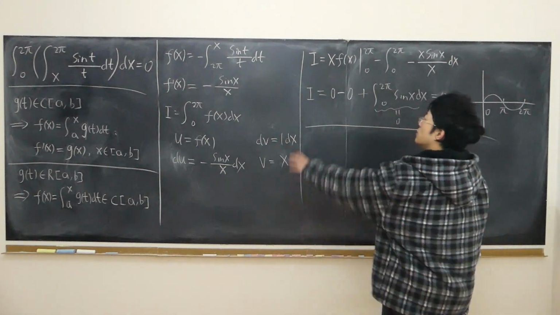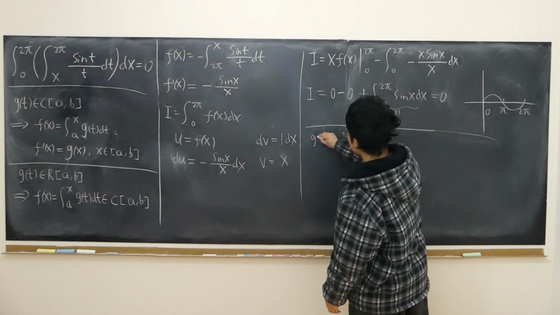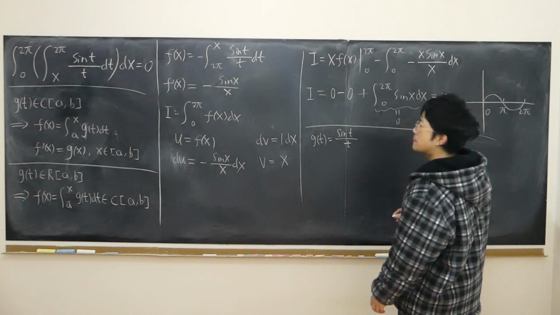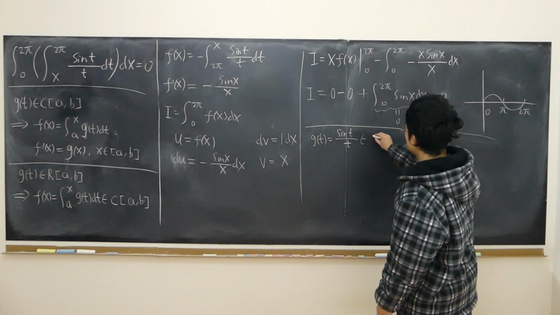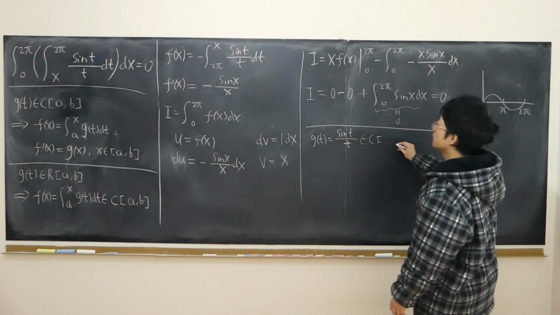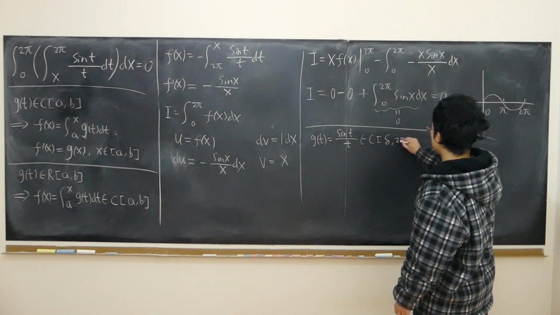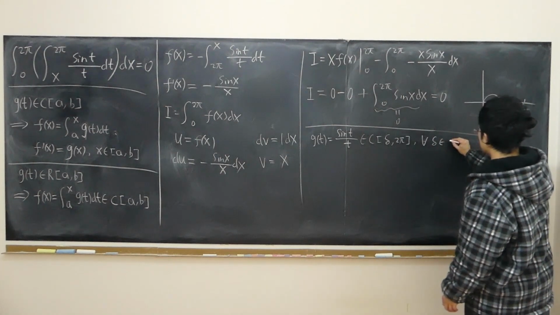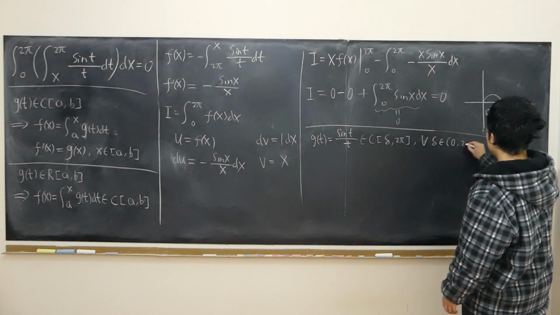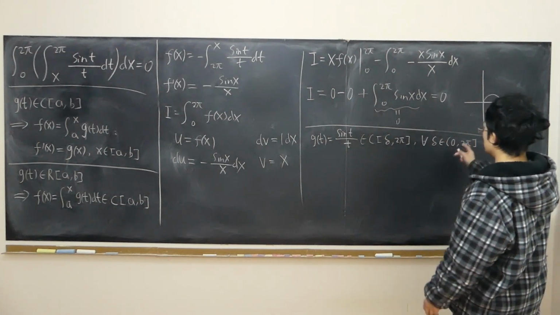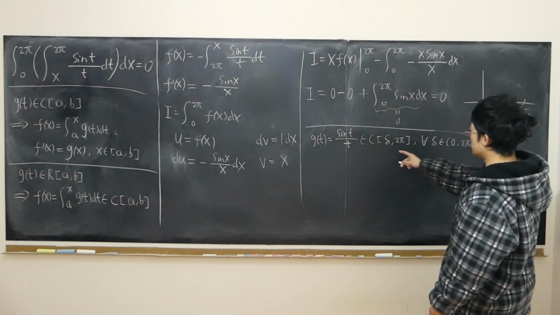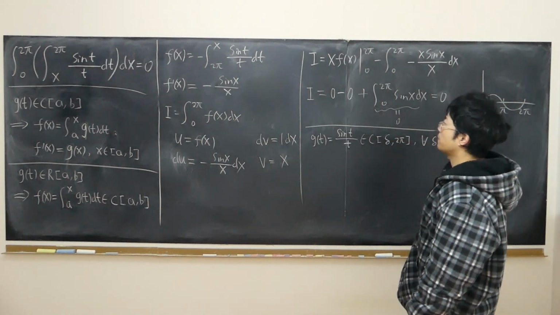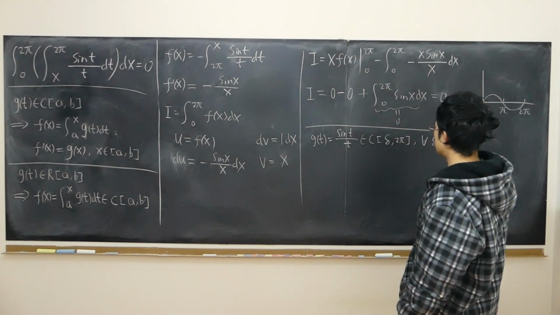So first of all, g of t is in fact my sine of t over t. It is indeed continuous over the interval delta to 2 pi, for any delta strictly larger than 0 and less than or equal to 2 pi. The reason is that delta cannot be 0, because t cannot be 0 in this case. But this is already enough. This is also a closed interval.